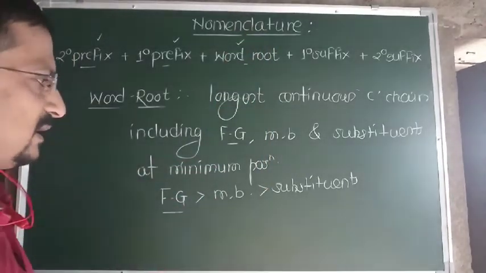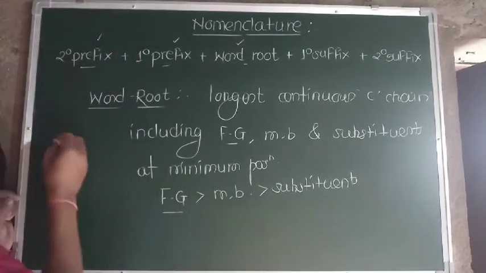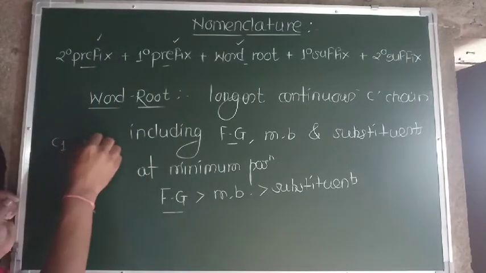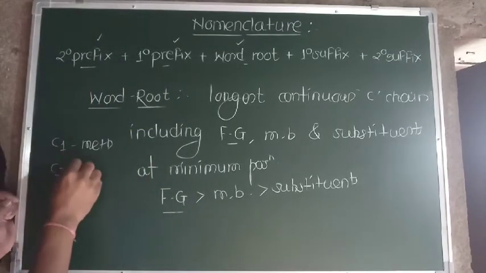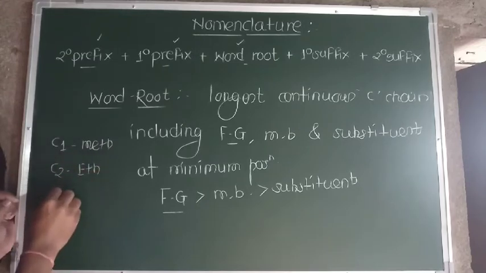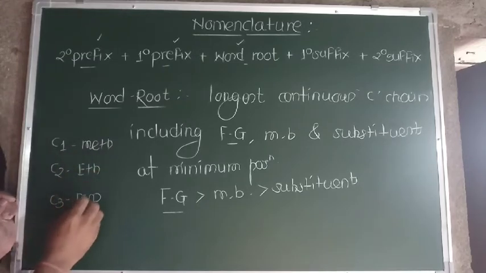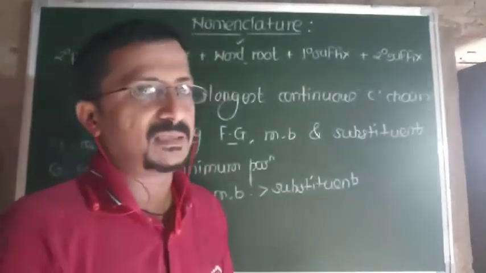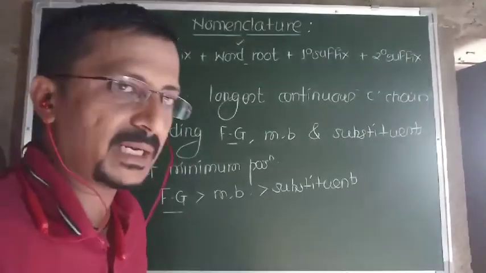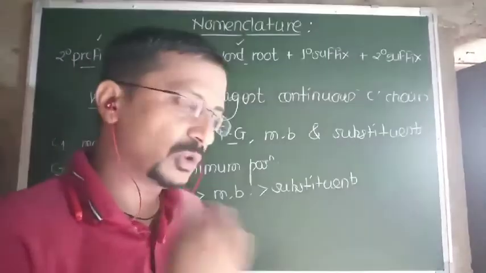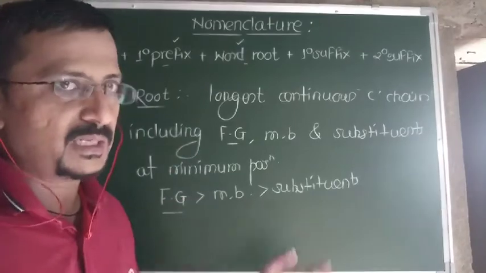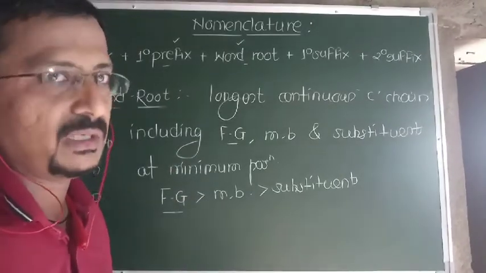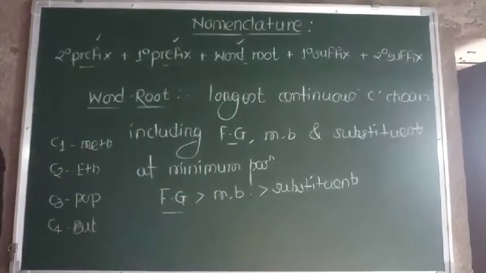Commonly word root जे असतात ते depend upon number of carbon. Means suppose if carbon number 1 is there, then meth is used. Carbon number 2 is there, eth is used. Carbon number 3, prop is used, isn't it? Carbon number 4, but is used. So on. Carbon number 5, pent. Carbon number 6, hex. Carbon number 7, hept. Carbon number 8, oct. Carbon number 9, non. And if the molecule contains a 10 carbon chain, then it is dec. In this way, the word root is used.